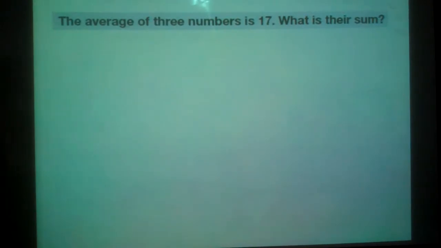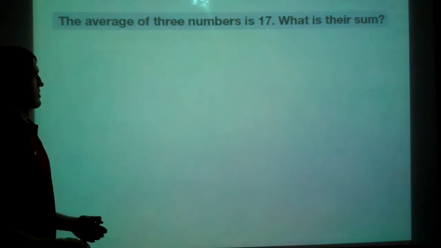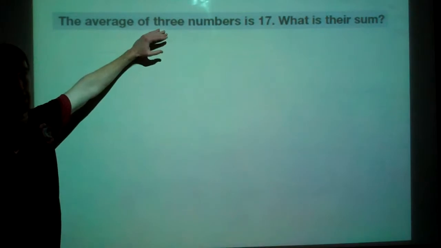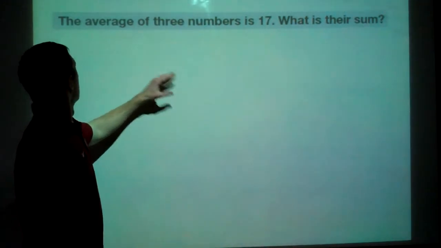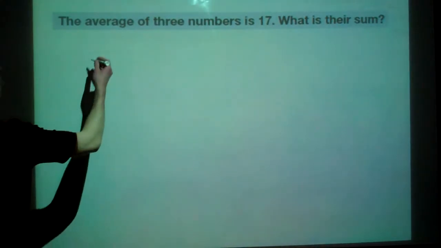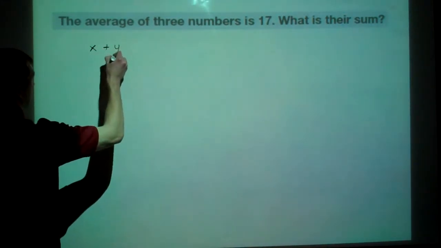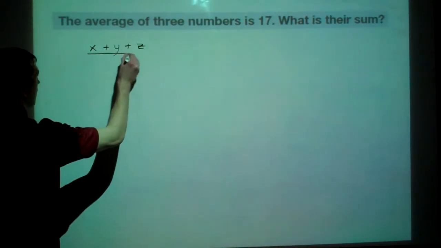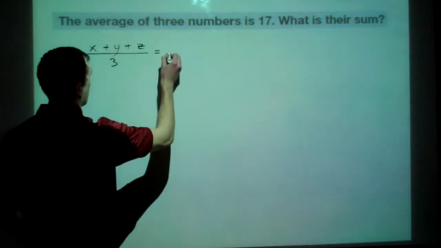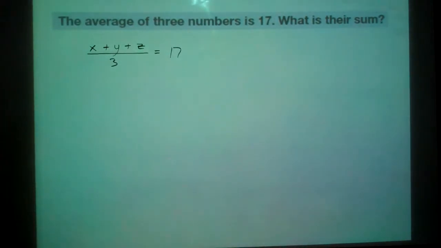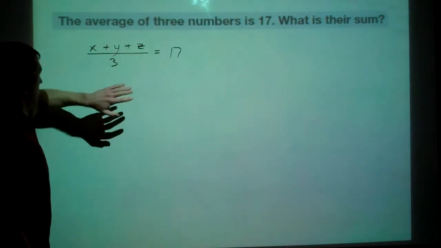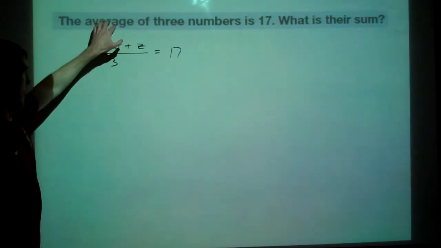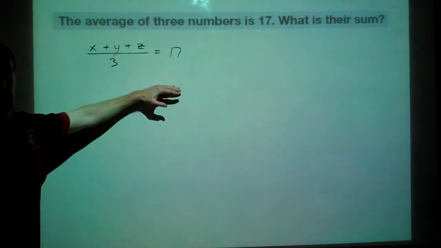Okay. So it says the average of 3 numbers is 17. What is their sum? Normally when we think about average, we would add up 3 numbers and then divide by 3 to get our average. This is basically saying x plus y plus z divided by 3 equals 17. So we don't know what these 3 numbers are, but we do know that when we add them all together and divide them by 3, we get 17.